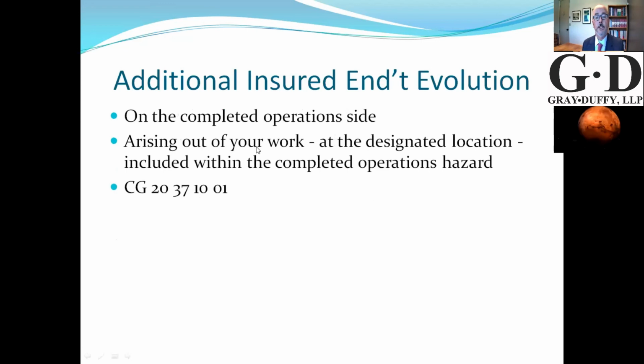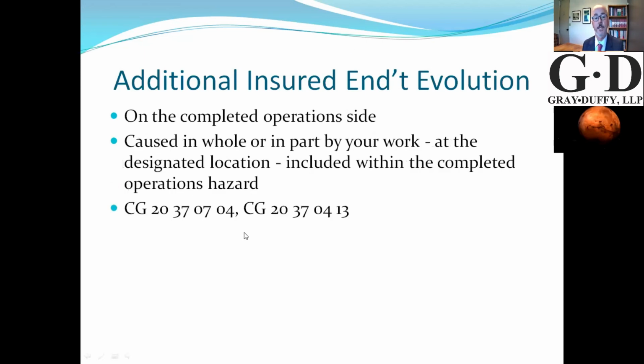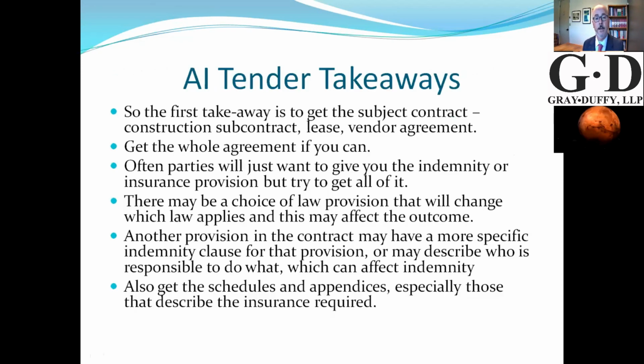On the completed operations side, we have coverage for your work arising out of your work at the designated location, included within the completed operations hazard under the 2001 version of 2037. And then in 2004 and 2013, we get the caused in whole or in part by your work at the designated location within the completed operations hazard. So again, trying to address that causation issue. And as well, you see they split it up so that you can pick one form on the completed operations side, and the insured can pick another form on the ongoing operations side.